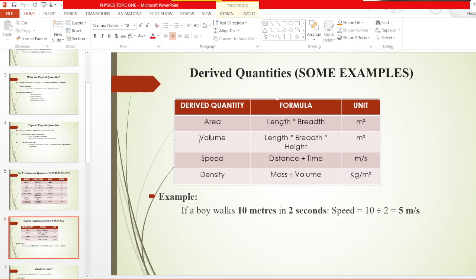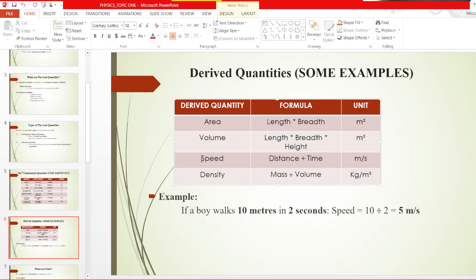We have volume. Volume is a derived quantity because the formula to calculate it comprises two or more fundamental quantities. Let's look at the formula to calculate it. Length multiplied by breadth multiplied by height, and meter times meter times meter will give us meter cube.